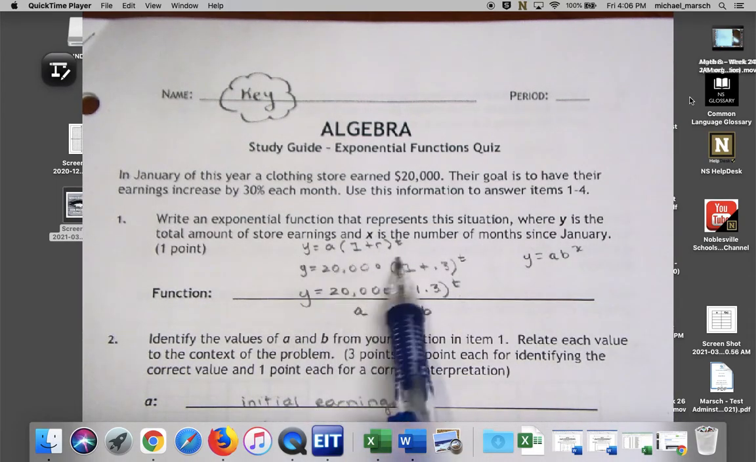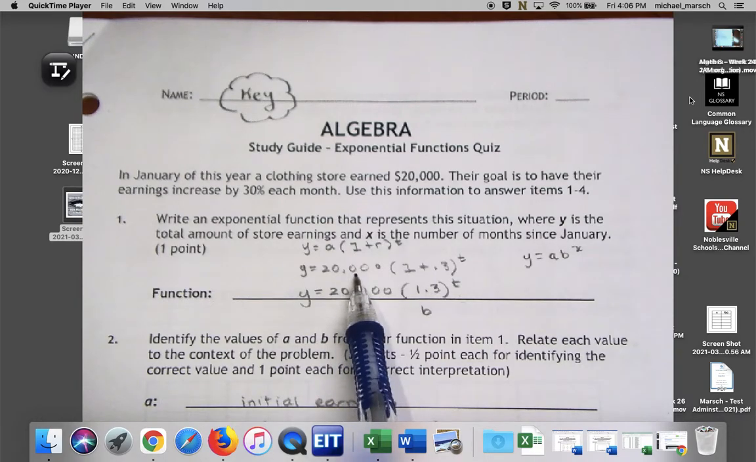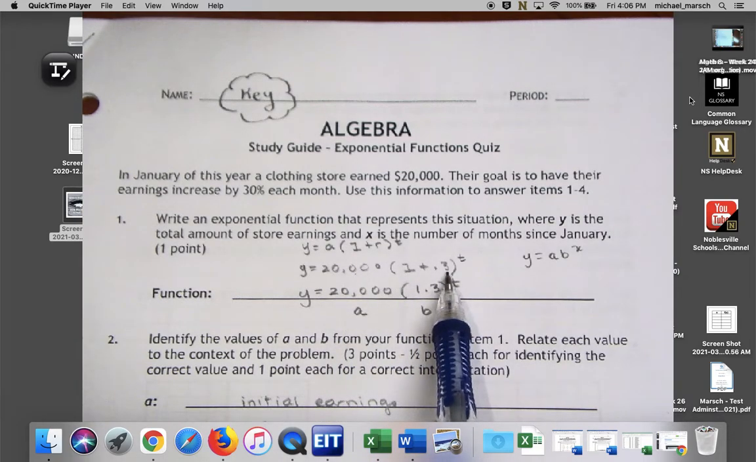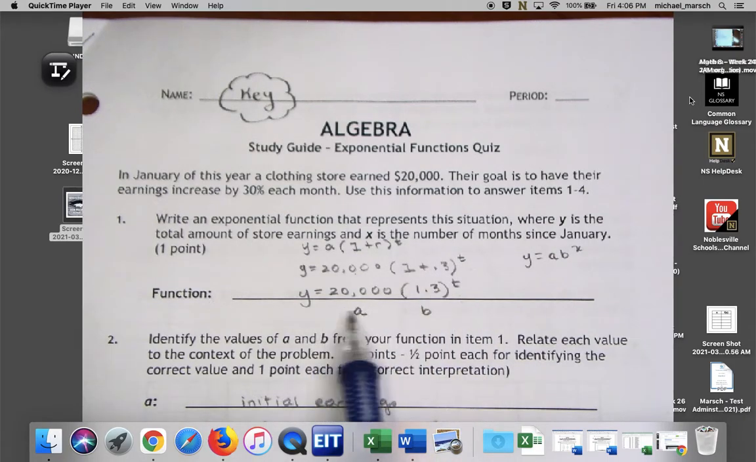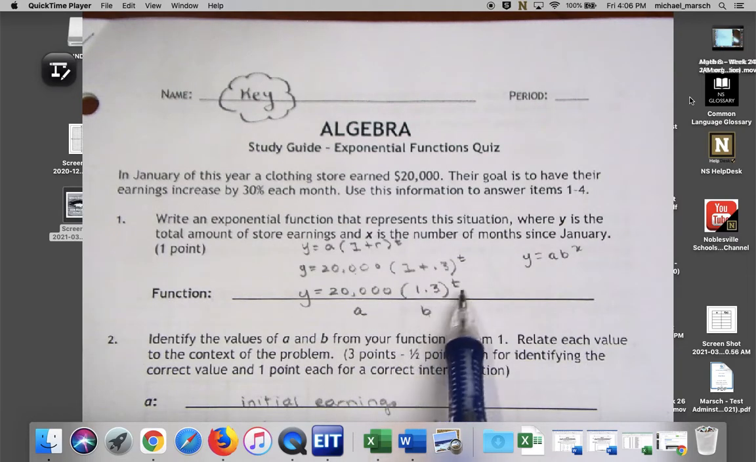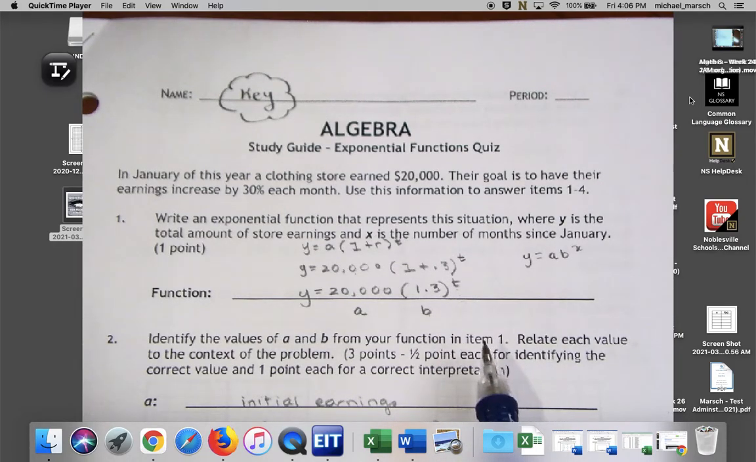So I wrote out the formula for growth. I put in the value of 20,000, 1 plus 0.3, because that's 30% as a decimal, raised to the t, and then I just simplified to 1.3. I know that this is my a, this is my b, this is my t, also known as x. I put t here because at this point, we don't have a number value. We don't know how many months out.